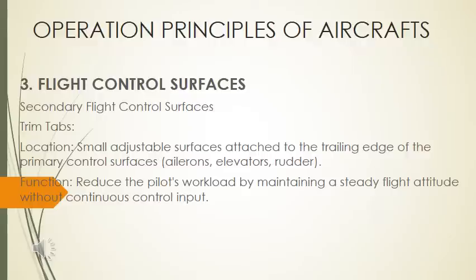So trim tabs are small surfaces. They are usually attached to the primary control surfaces, the three that I've mentioned earlier, at the trailing edge of them. So they also help the pilot, so that the pilot does not have to be constantly controlling the yaw, the roll, and the pitch. The trim tabs help to keep a steady flight attitude.